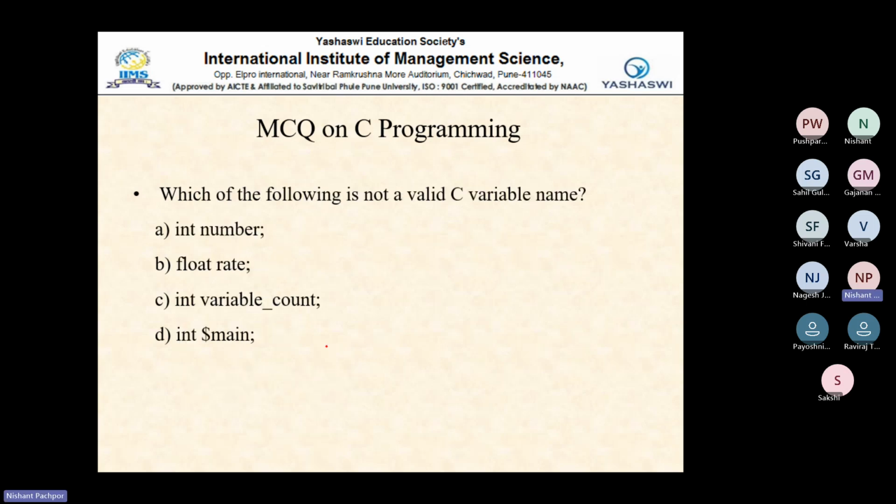The next question is, which of the following is not a valid C variable name? Such types of questions come in MCQ exams and CET exams. Options: int, int roll, int dollar main. The last option is the answer, because special characters are not allowed when you declare your variables. Underscore is allowed, but dollar is not allowed. The third is a valid variable because it has an underscore. So all the other variables are valid.